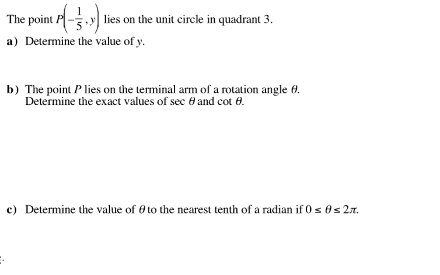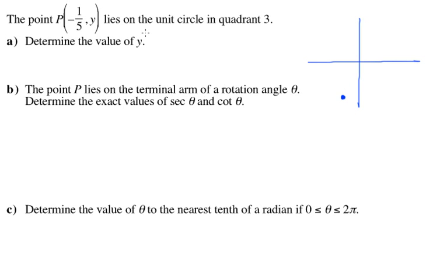Multi-part question with a lot of workspace. I'm afraid we're going on an adventure here. The point P lies on the unit circle in quadrant 3. All right. So x is minus 1/5. Y is something that puts us in the third quadrant down here.